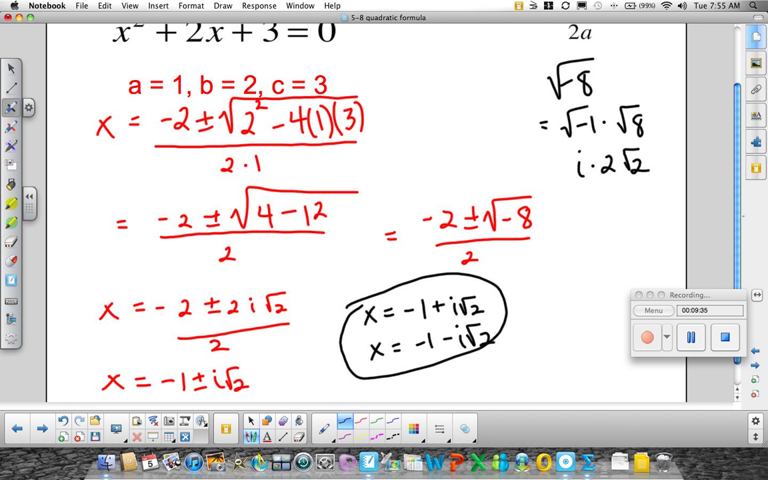So that's it for our 3 examples. Make sure you get these in your notes, because you're going to practice some more with some complex numbers, and you're going to need to solve some equations using the quadratic formula for the activity that you're going to do next.